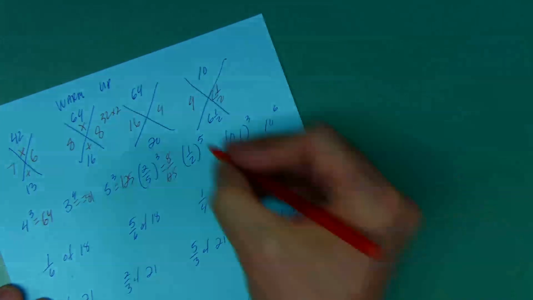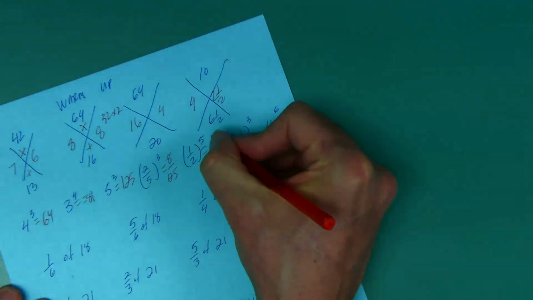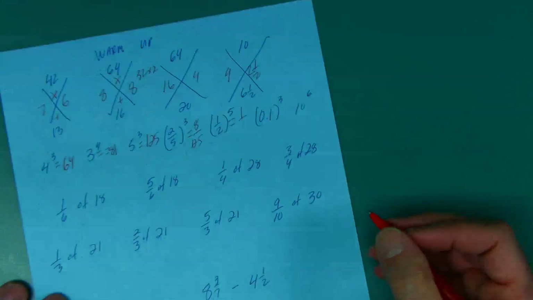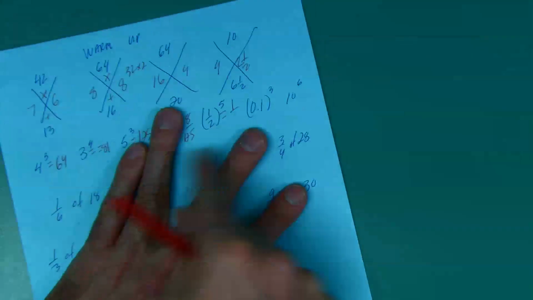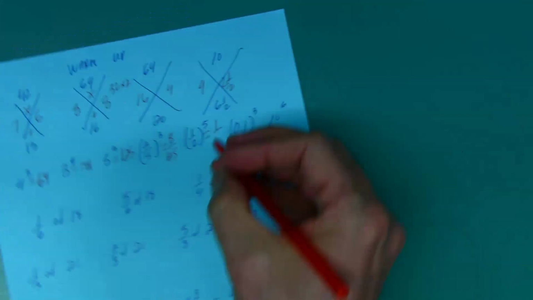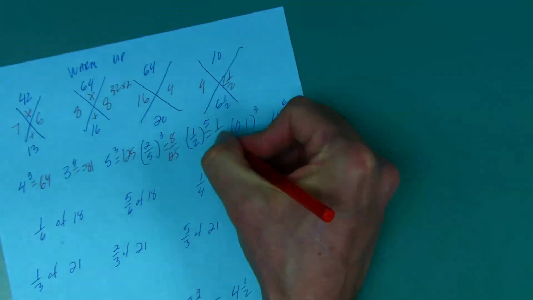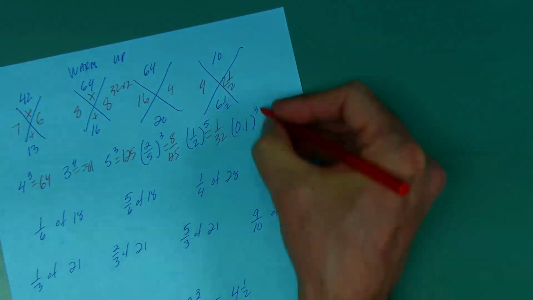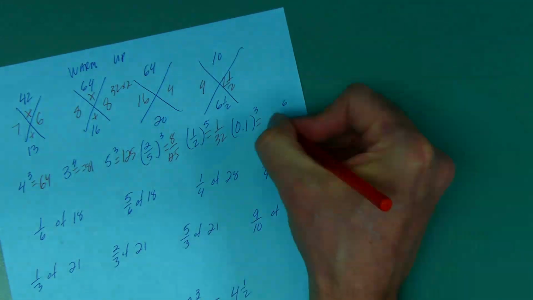1/2 to the fifth power. 1 times 1 times 1 times 1 times 1 on top. 2 times 2 times 2 times 2 times 2 on the bottom. So 2 times 2 is 4. Times 2 is 8. Times 2 is 16. And times 2 is 32. So 1/32.